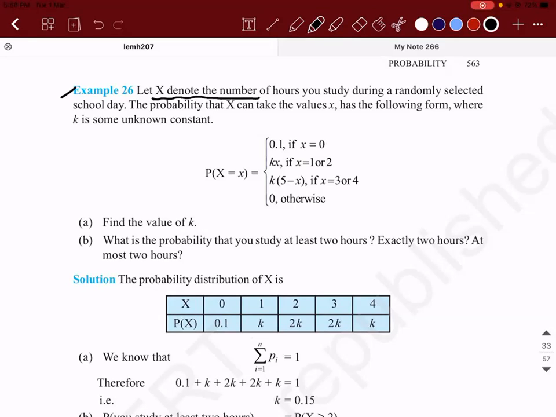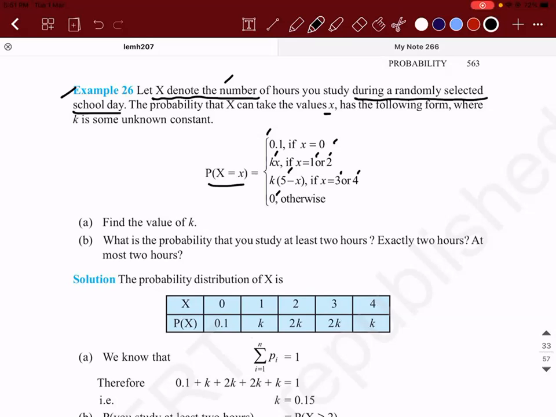Let X denote the number of hours you study during a randomly selected school day. The probability distribution that X can take has the following form: the probability of X equal to x is 0, kx, k into 5 minus x, or 0 otherwise. Find the value of k. So X denotes a number. You can study 0, 1, 2, 3 or 4 hours, but not more, because it is a school day.